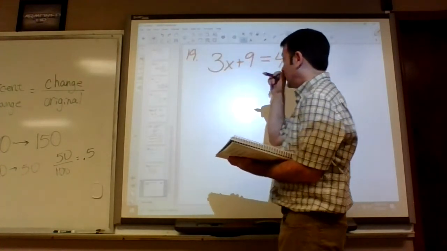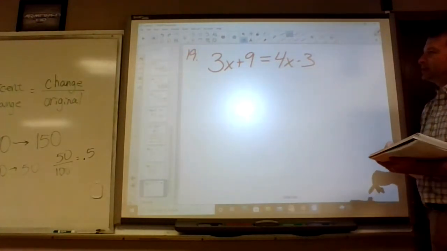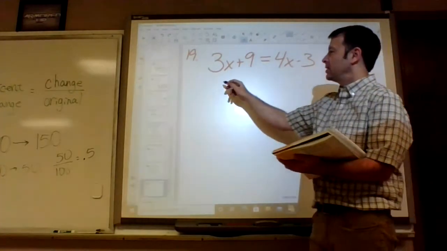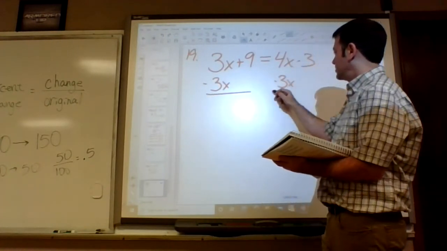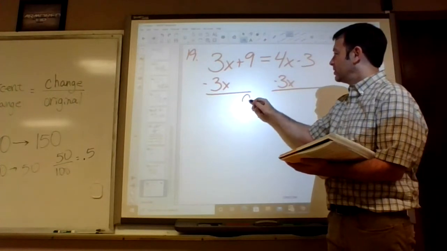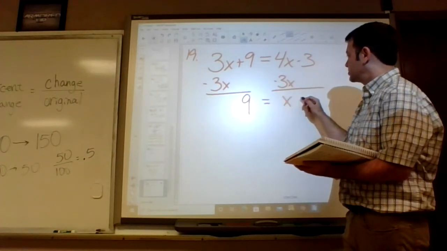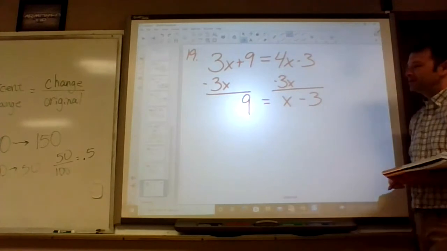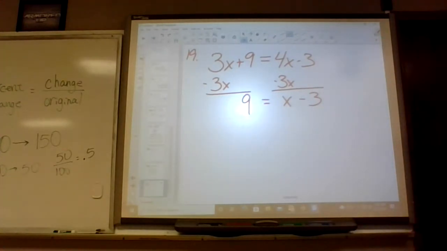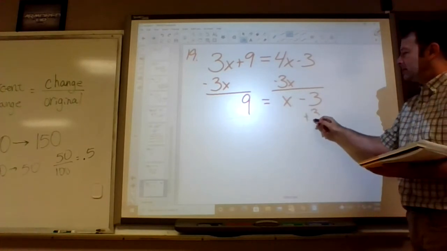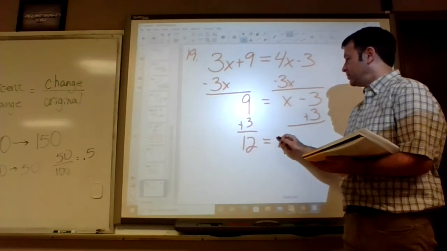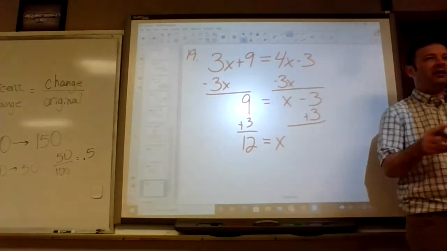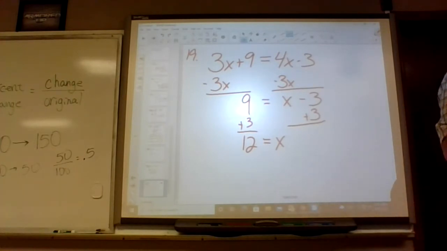Okay, if I have x's on both sides, what do I do? Subtract 3x. Get rid of the x's on one side, but if you do it to one side, you have to do it to the other. Get 9 equals x minus 3. Now what? Plus 3. 12 equals x. Okay, that's our answer to A. That's the first thing they asked.